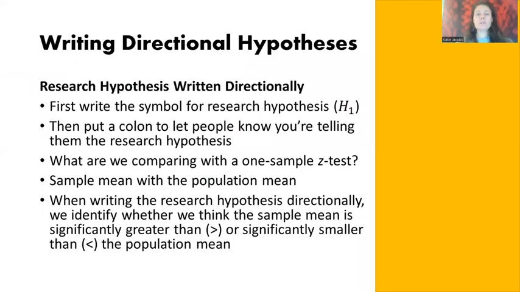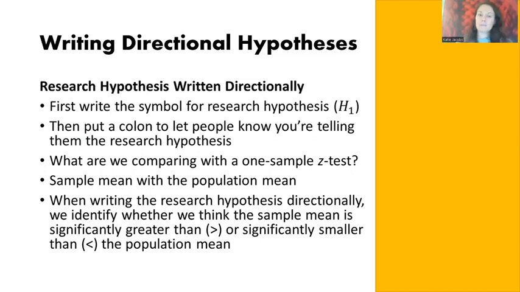All right, so if we choose to write our hypotheses directionally, it'll be slightly different, but pretty similar. I always start off with writing the research hypothesis first, because that is the hypothesis that we, as researchers, typically want to be the accurate explanation for what's going on with our data set. So when we're writing our research hypothesis, the very first thing you're going to do is write it in symbols, because that's the easier method.